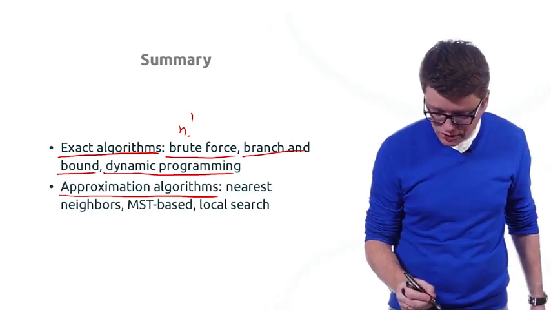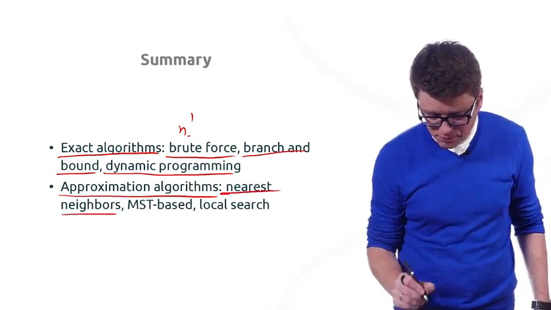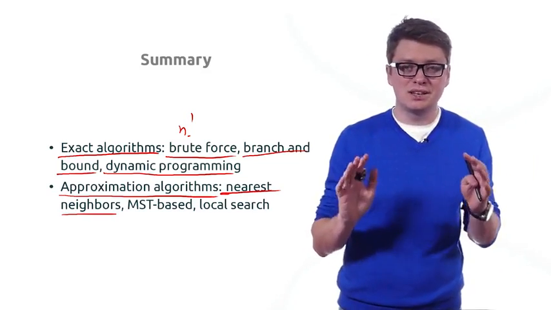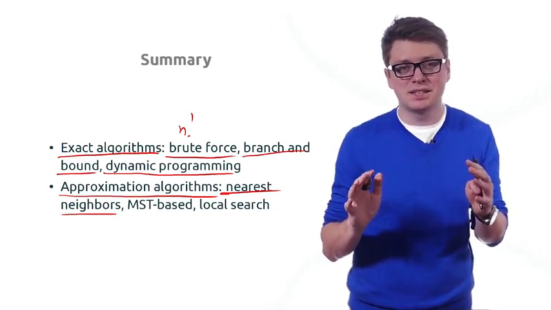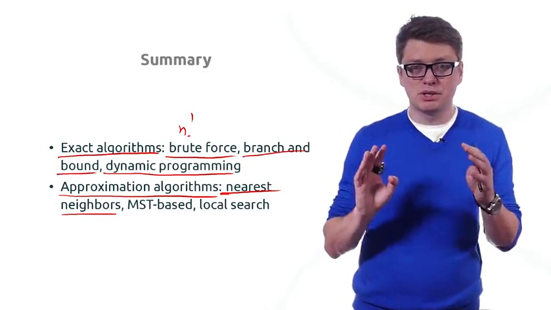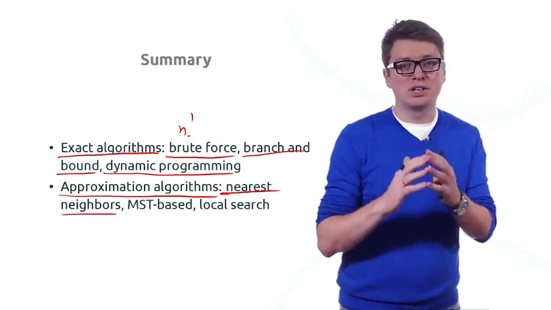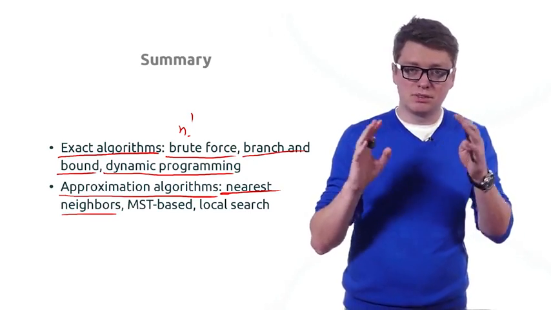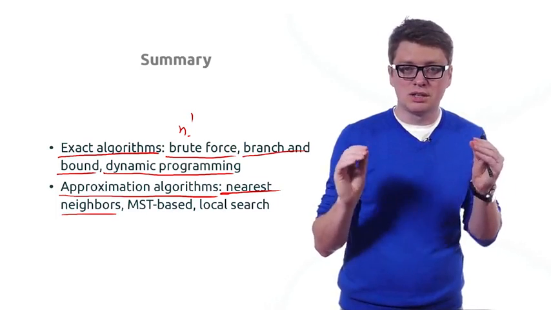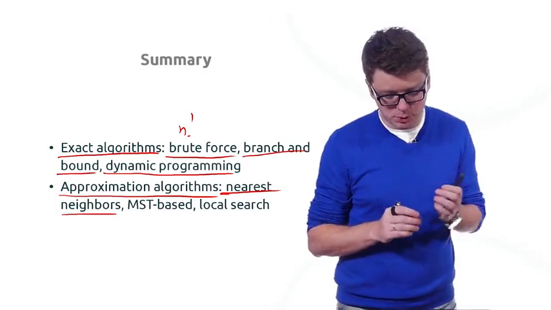Okay, and then we considered approximation algorithms. The first one is the nearest neighbors. The good news about this algorithm is that it is quite efficient. Its running time is n squared, where n is the number of nodes. But unfortunately, there are no good guarantees about the solution that it returns. We know that for general graphs, it can return a very poor solution, and for metric instances, it returns a solution which might be roughly log n times worse than an optimal one.